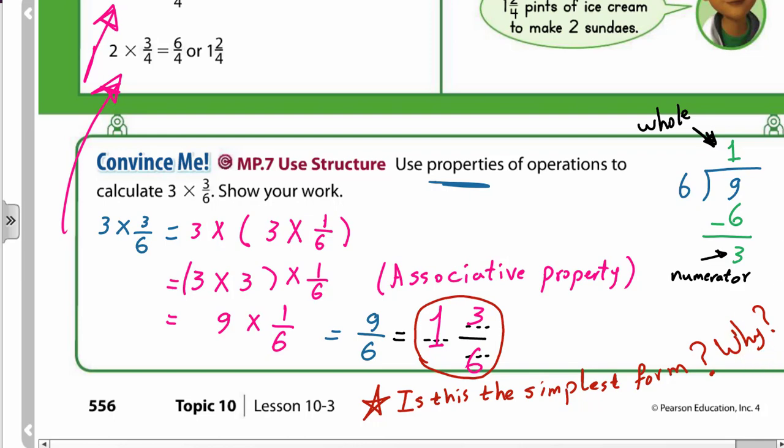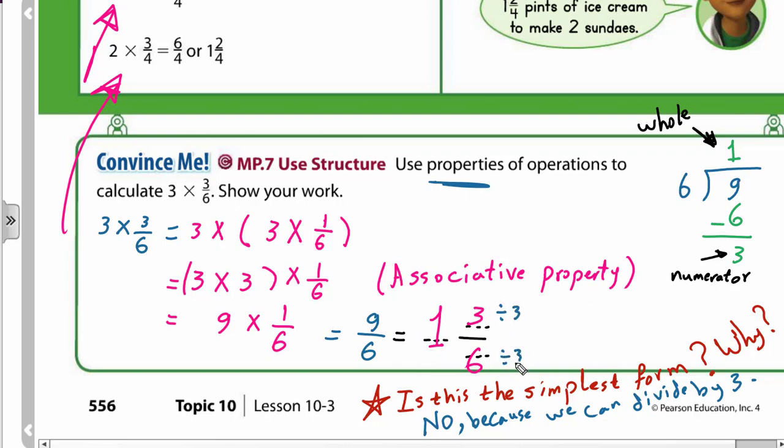So let's see Nader. Oh, excellent. I like this answer. No, of course. Because we can divide by 3. So let's do it. I will erase this, and let's divide this one by 3 and this one also by 3.